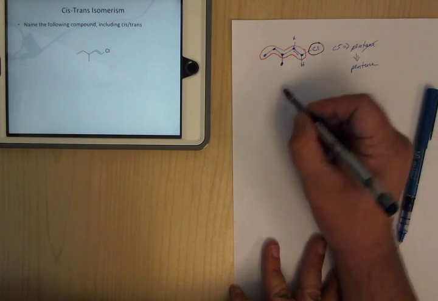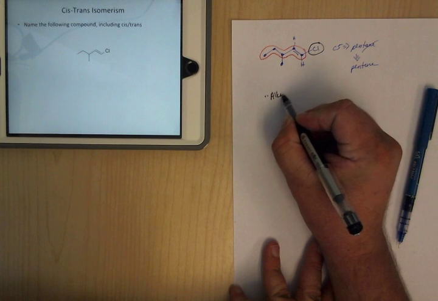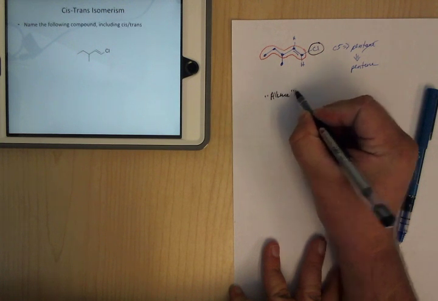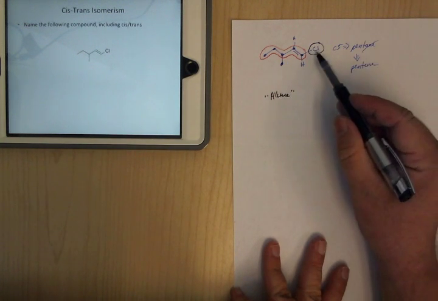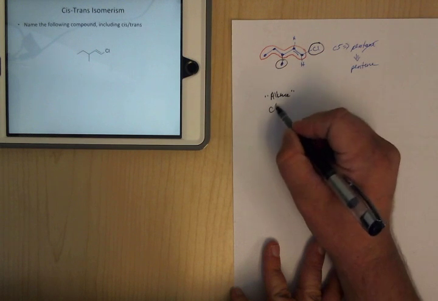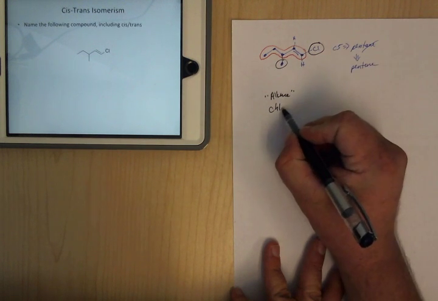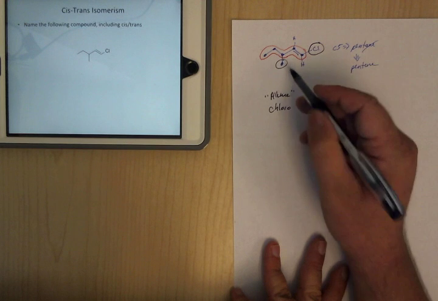So we're going to have to deal with the alkene. We need to say where that starts. I always put that in quotes. And then we also have the chlorine, which we would write as chloro to indicate this is a side chain, and then the methyl.